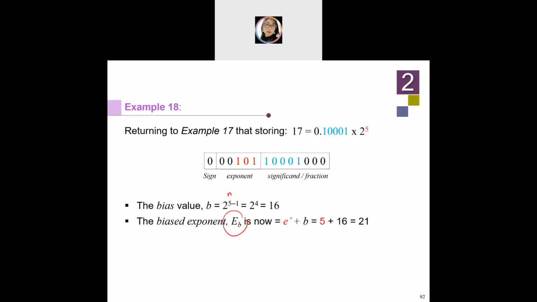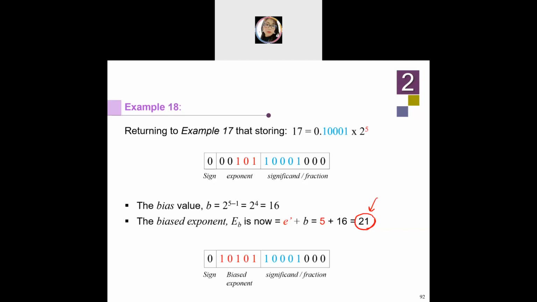Okay, back to the example here. After we get the value of EB, we get 21. We need to convert it to binary. So 21, we convert to binary. Just convert it and place it in the bias exponent field. And this one is just copy paste because the only difference is our bias exponent.